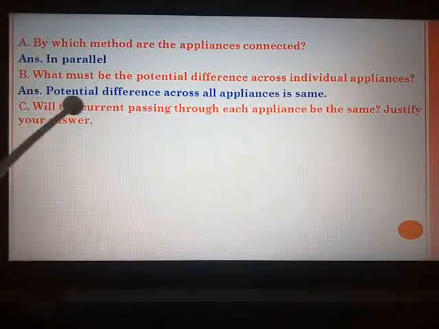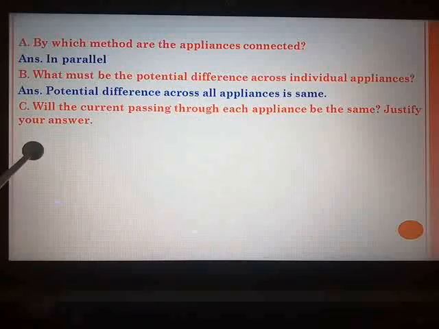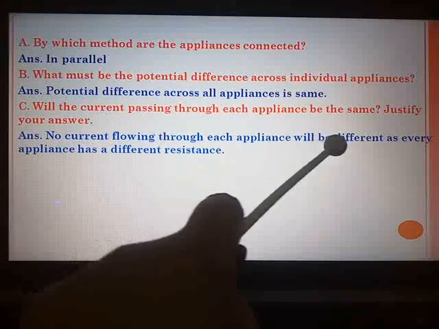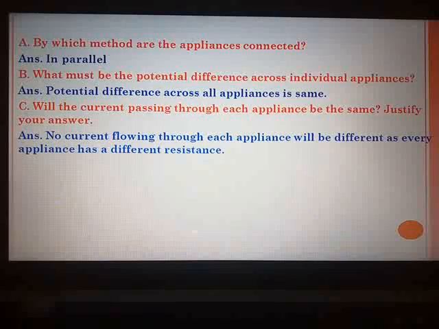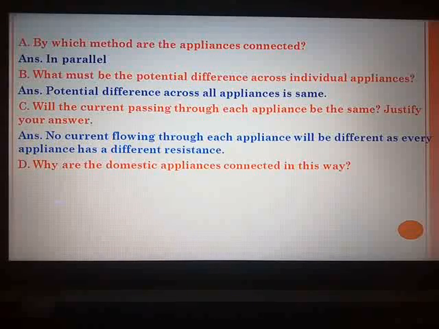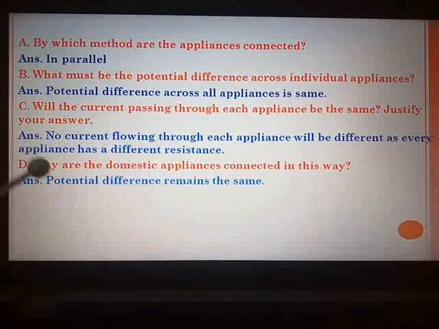Third one, will the current passing through each appliance be the same? Justify your answer. Now, as you know, this is a parallel combination, so the current flowing through each appliance will not be the same. It will be different, as every appliance has a different resistance. So the characteristics of parallel combination which you have studied, you have to apply in getting the answers here. Fourth one, why are the domestic appliances connected in this way? Because the potential difference remains the same.